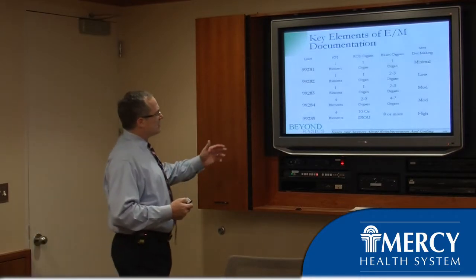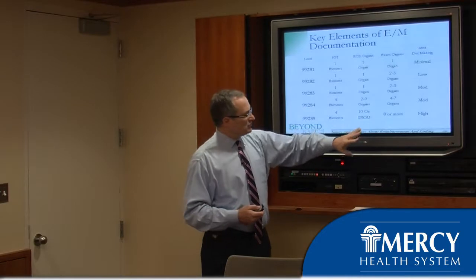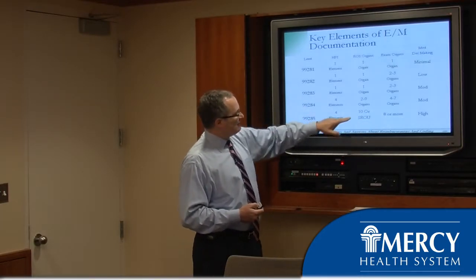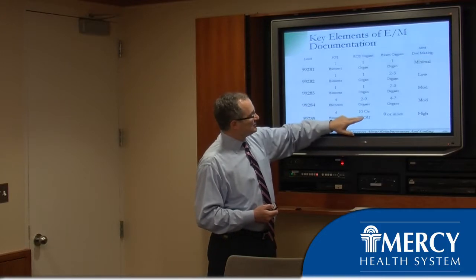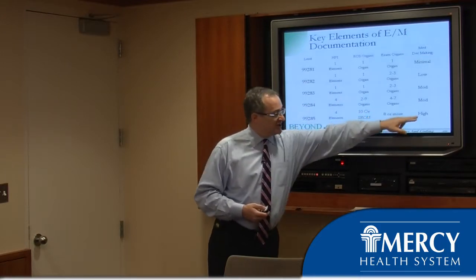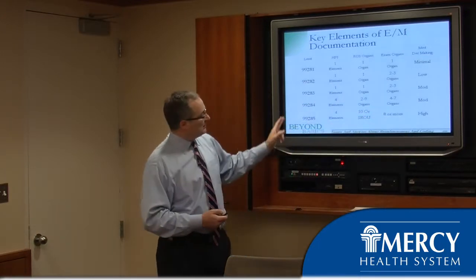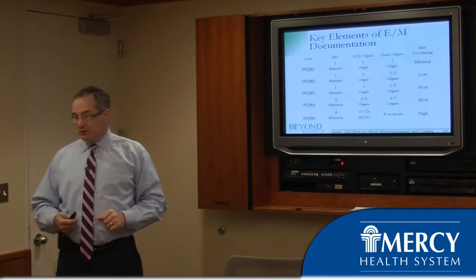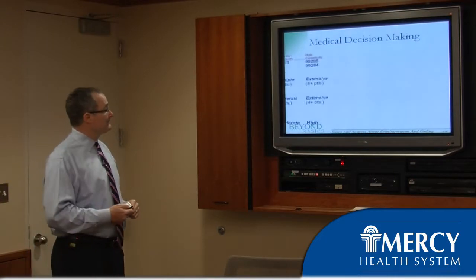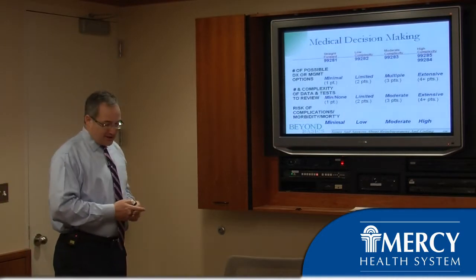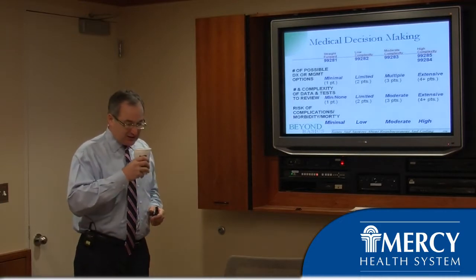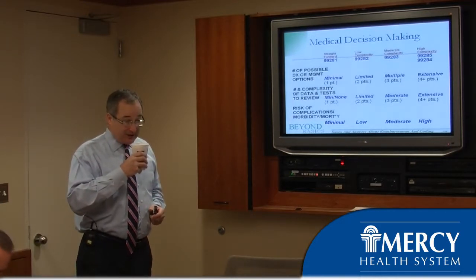Okay, so here's a little scoring worksheet for the coders. How many elements do I need in HPI? I need 10 in the system review. I need 8 in the physical exam, and I need high medical decision making, and that constitutes my level 5, and so forth. Okay? Okay, now we start talking about medical decision making and the heart of evaluation and management.